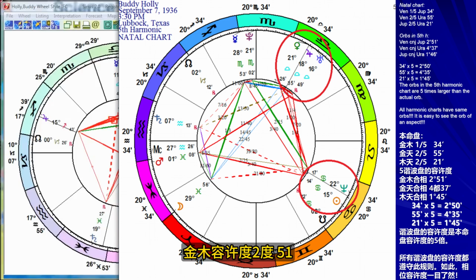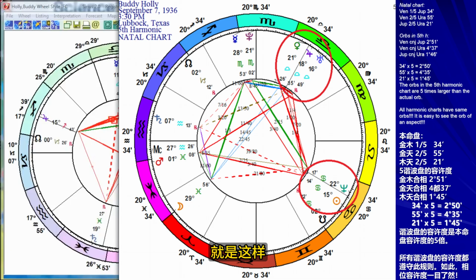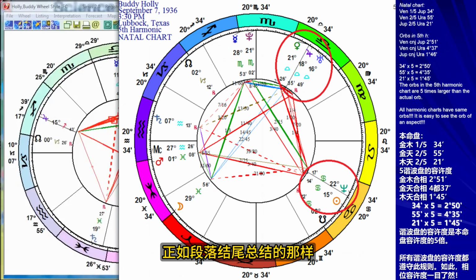And if you look at these orbs, I'll just give you one example. The Venus-Jupiter is 2 degrees 51 minutes. If I add 2 degrees 51 minutes to 18 Libra 35, I get 21 Libra 26. So there it is. So the orbs are relatively the same, and this leads to a marvelous, fantastic, exciting result, which I give in the last paragraph here, that all harmonic charts have the same orbs.